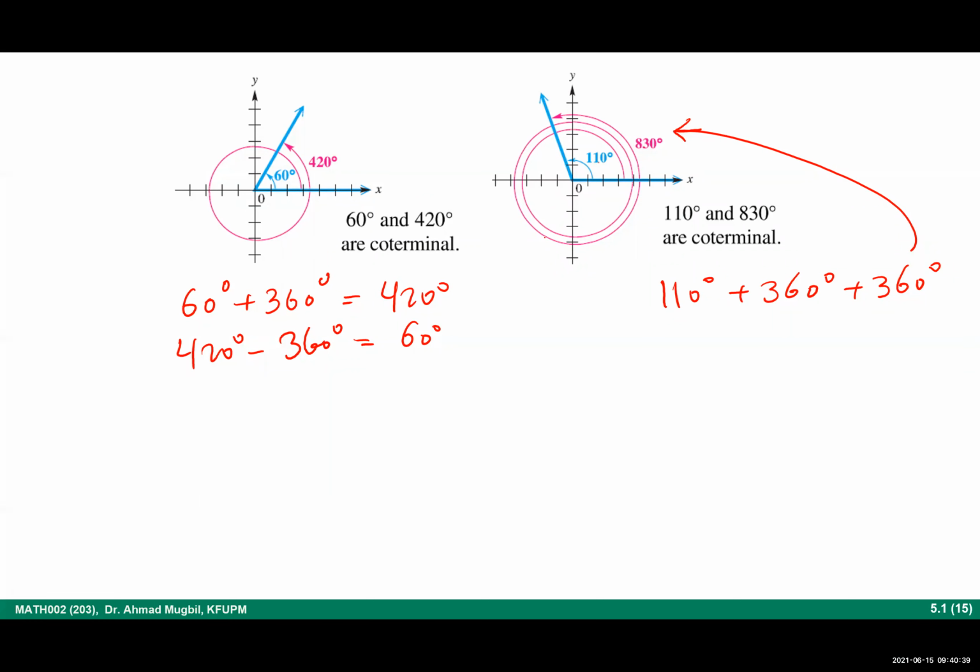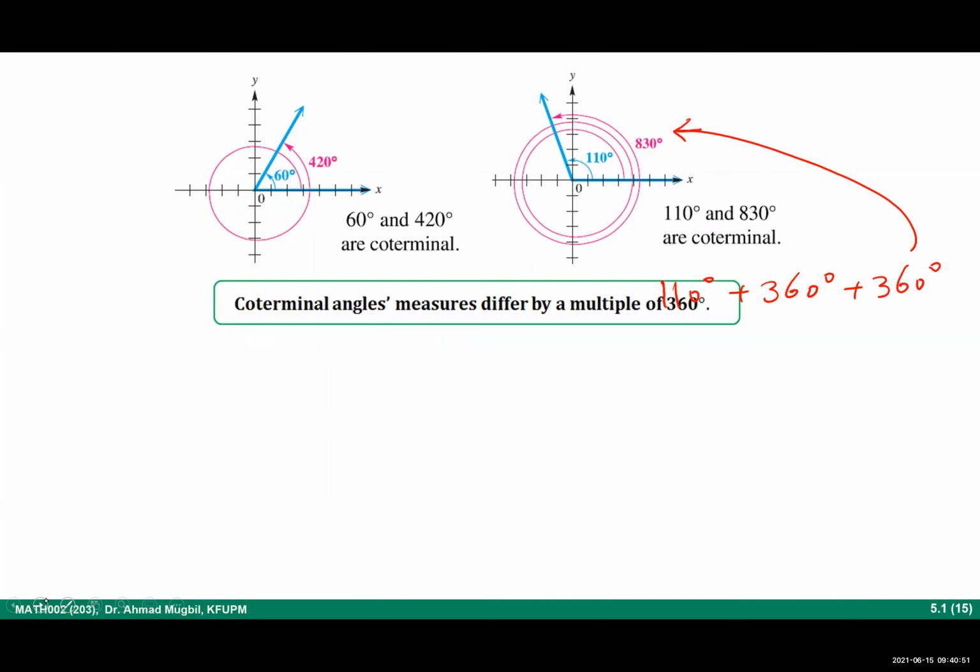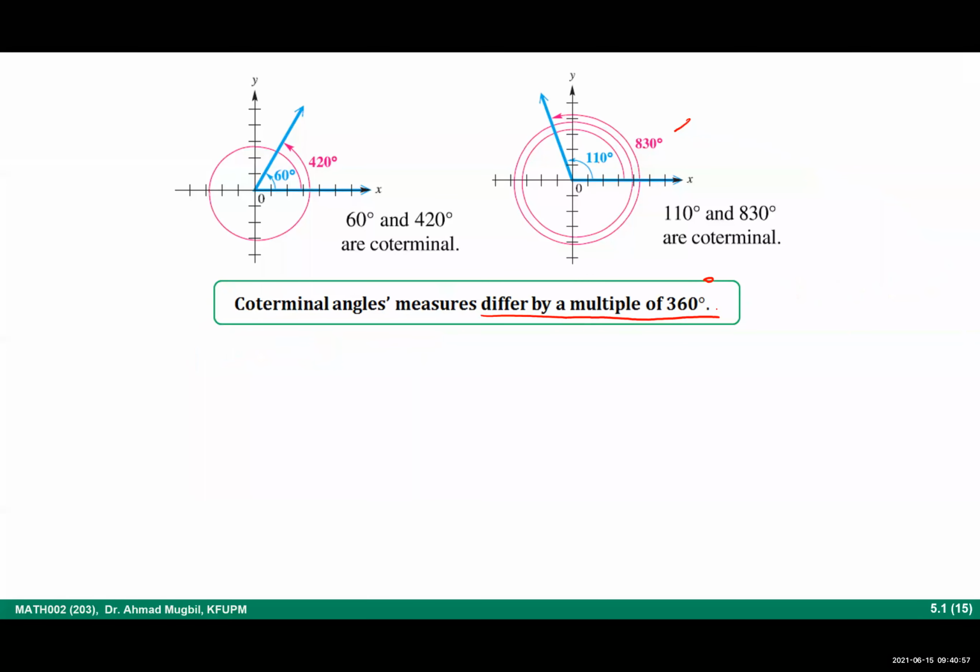So what we can conclude from that, ya Shabab, what is the relationship between two angles if they are coterminal? What is the conclusion that we can have? We can say that coterminal angles differ by a multiple of 360. So it is just about adding 360 several times or subtracting several times.